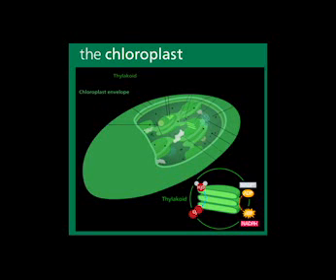Now let's begin where photosynthesis occurs. This will be the chloroplast within plant cells. The chloroplasts are plastids that contain chlorophyll, which is where photosynthesis takes place.